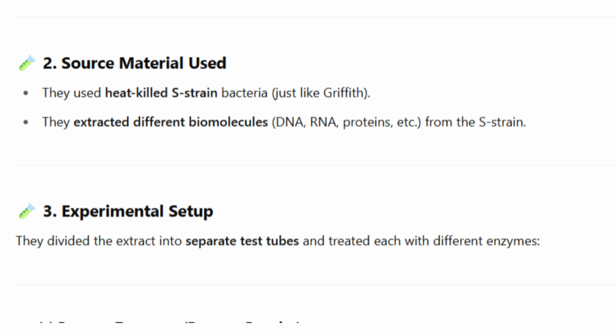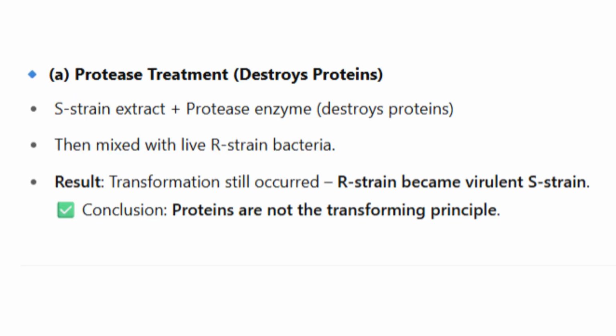3. Experimental setup. They divided the extract into separate test tubes and treated each with different enzymes. A. Protease treatment, which destroys proteins. S strain extract plus protease enzyme destroys proteins. Then it was mixed with live R strain bacteria. Result: transformation still occurred. R strain became virulent S strain. Conclusion: proteins are not the transforming principle.